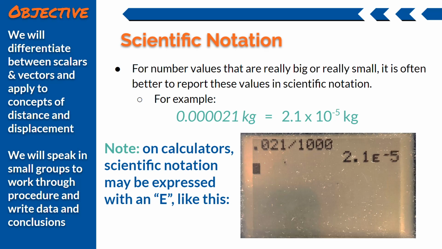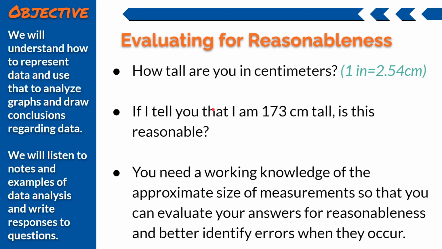If your exponent is a negative number, like negative 5, that means your number is really small. If it's a positive number, like positive 12, it means your number is really big. Okay, but it's the number of places that you're moving the decimal either to the left or to the right, if you want to do it that way. You can also evaluate your answers for reasonableness whenever you do a conversion.